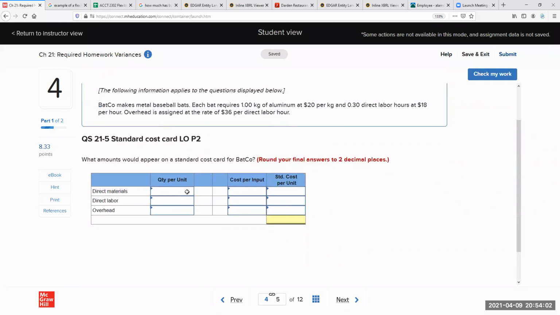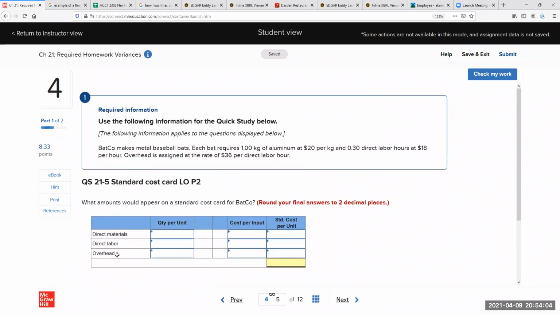Standard cost. So let's look at the materials, labor, overhead. All right, so now Batco makes metal bats. The quantity is 1 kilogram of aluminum, 0.3 of direct labor. And if the overhead is per direct labor hour, well, that's going to be 0.3 as well. And what's the cost here? $20. And the labor is 18. And your overhead rate is 36.